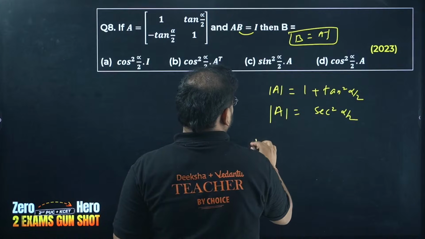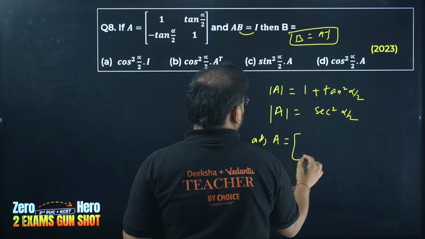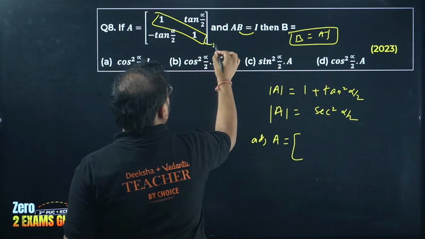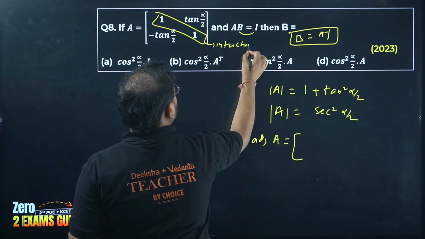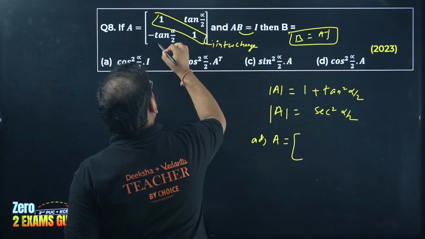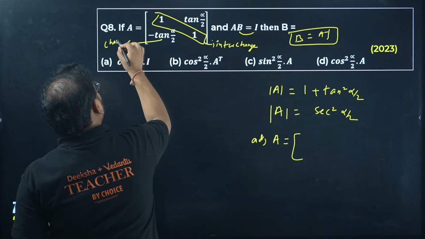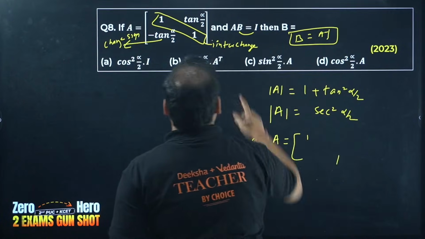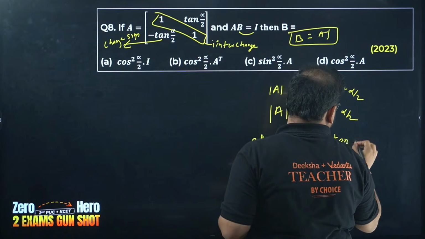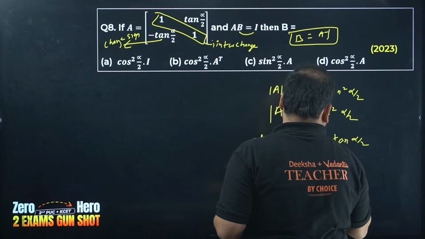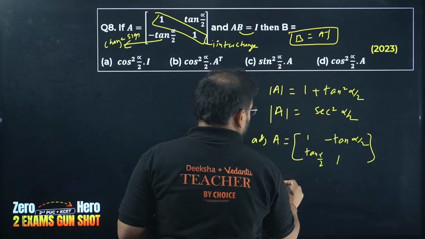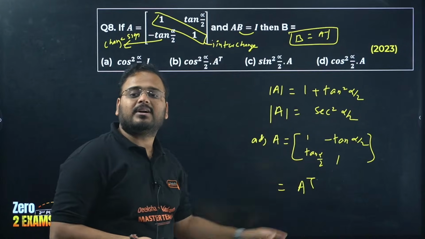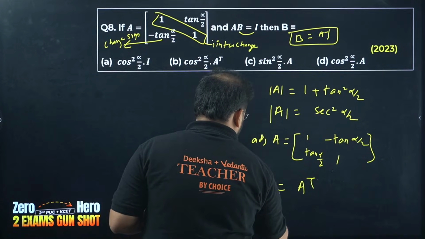What about the adjoint? For the adjoint of a 2 cross 2 matrix, what you do is simply interchange across these two. Interchange. And over here, across these, you're going to change the sign. So you'll have 1, 1 because they're the same, and this plus will become minus, so minus tan alpha by 2. This will be tan alpha by 2. Check carefully, this is nothing but the transpose of A. This adjoint is nothing but equal to the transpose of A.